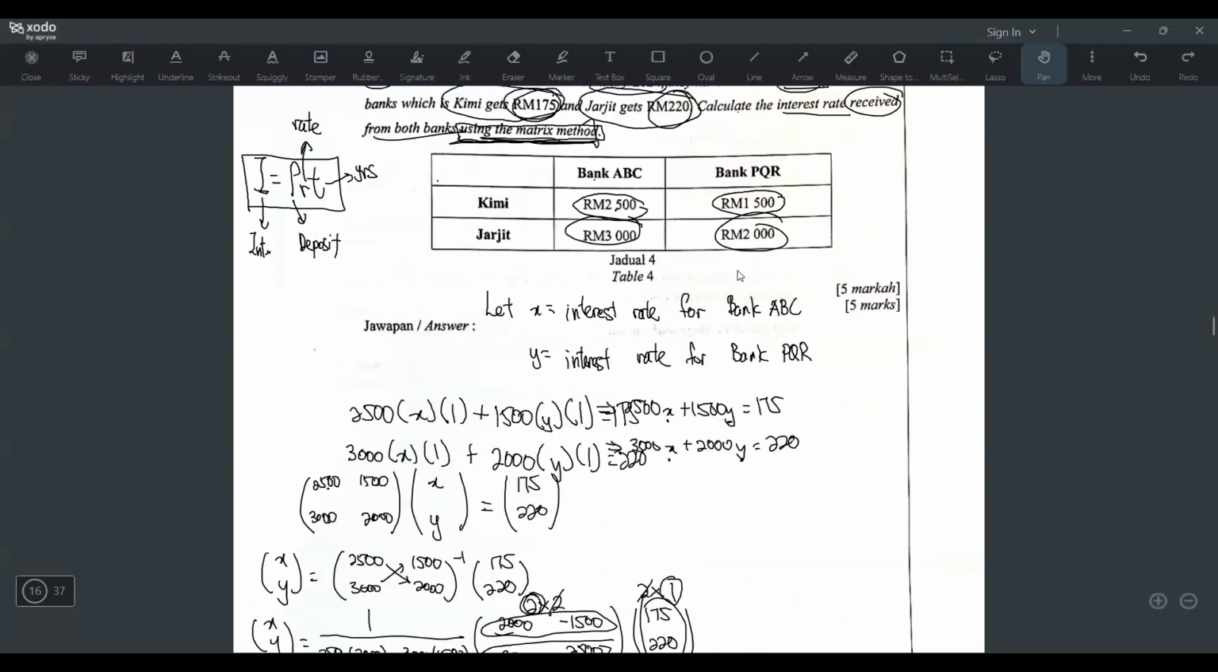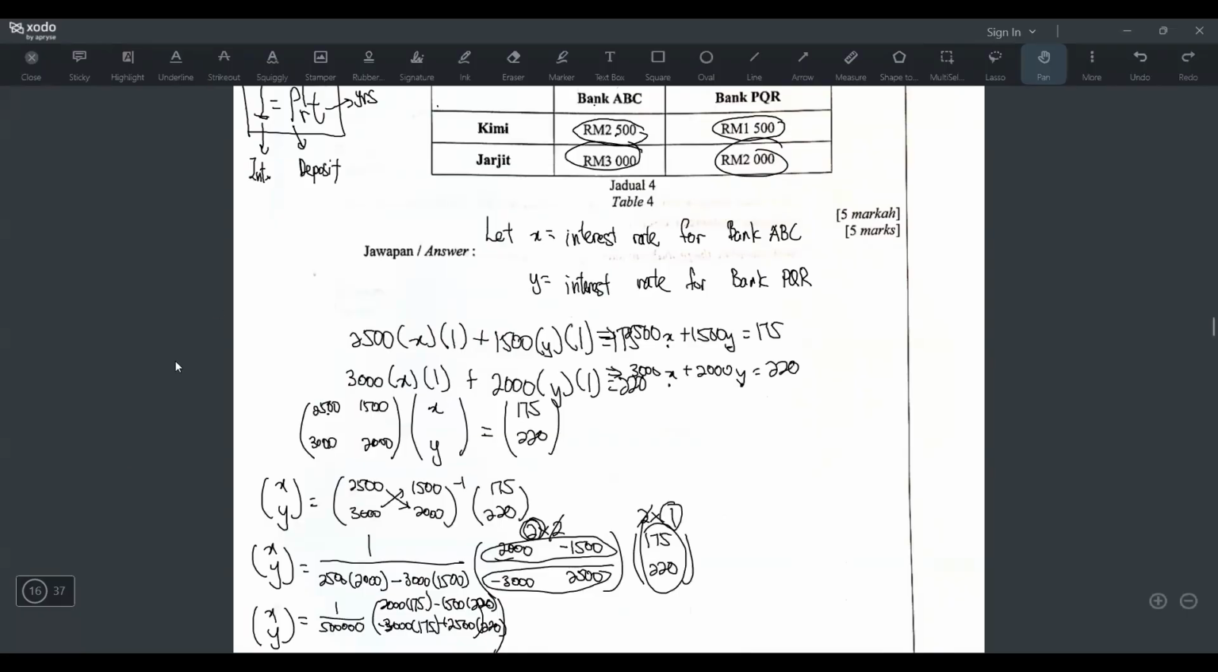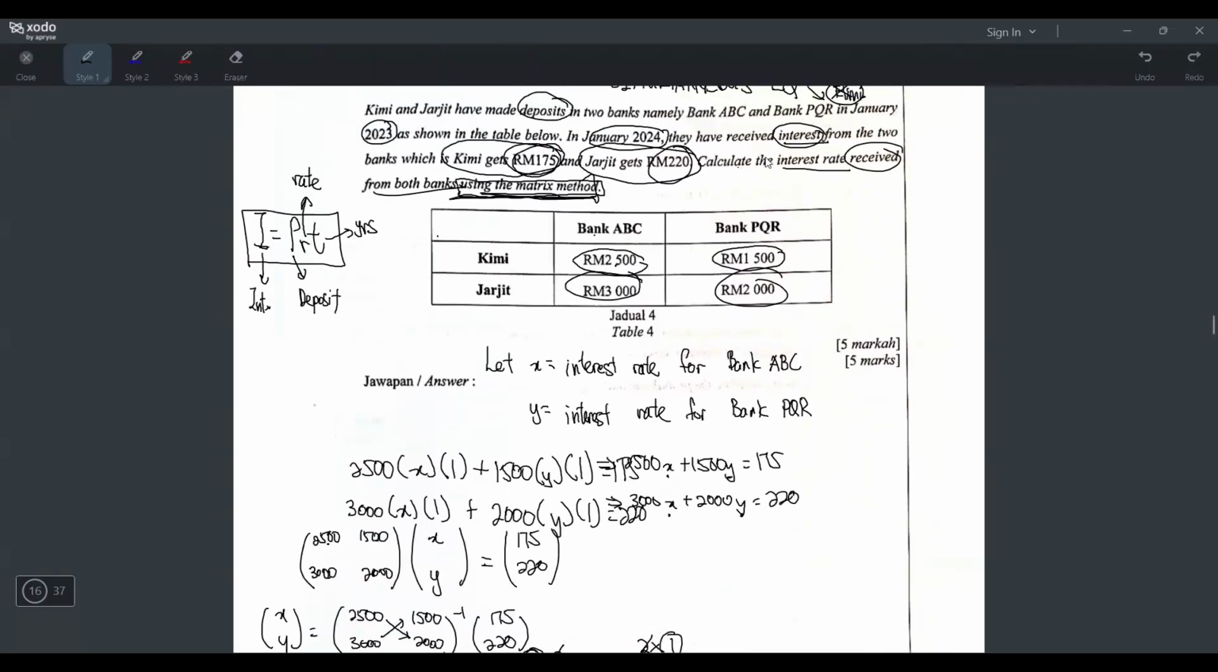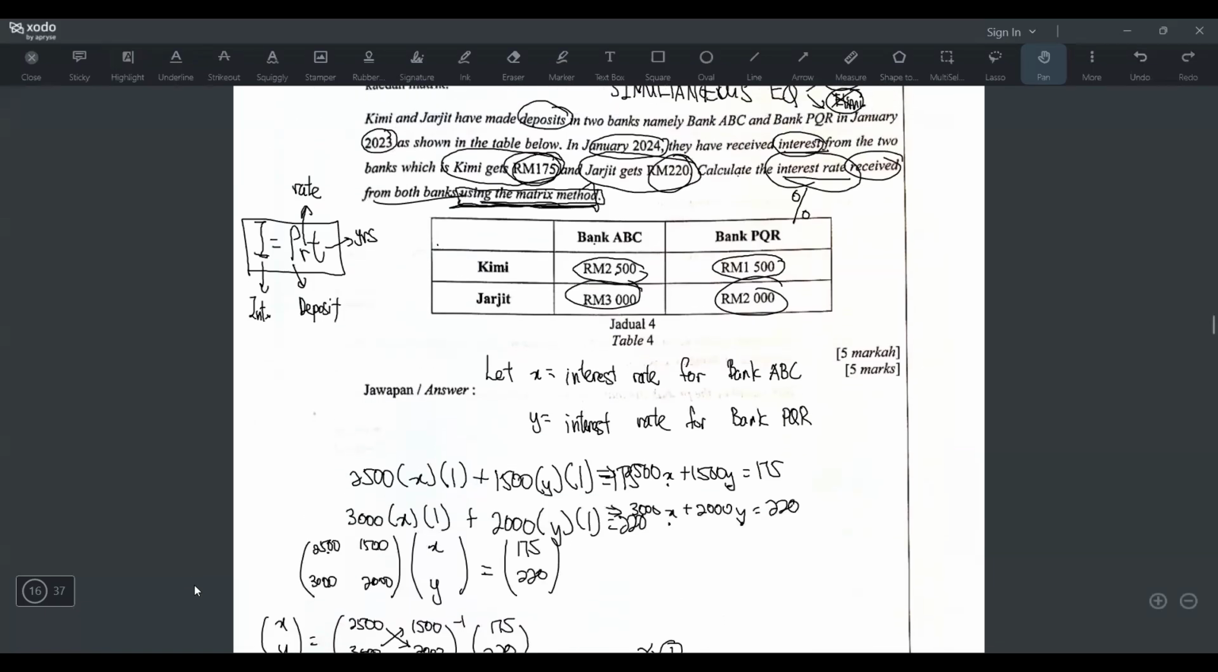Okay, for bank ABC, the interest rate is 0.04, but actually I want to tell you something. The interest rate for a bank is usually given in percentage, right? The interest rate is always written in percentage. So 0.04 is the same as 4%, and 0.05 is the same as 5%, because 4 divided by 100 is 0.04, and 5 divided by 100 is 0.05. So if you write like this, you should be able to get full marks. Okay, so that's all.